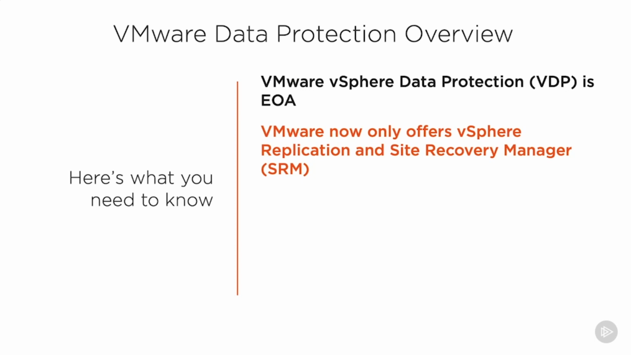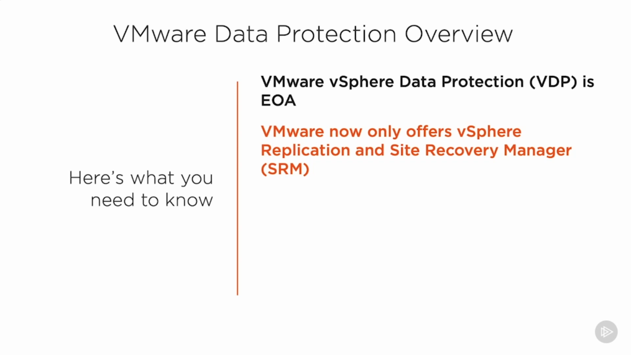vSphere replication is software-based replication. You install virtual appliances on each of the two vCenters where you intend to perform the replication, and then you're able to replicate your virtual machines on an ongoing basis between, most likely, two different data centers.